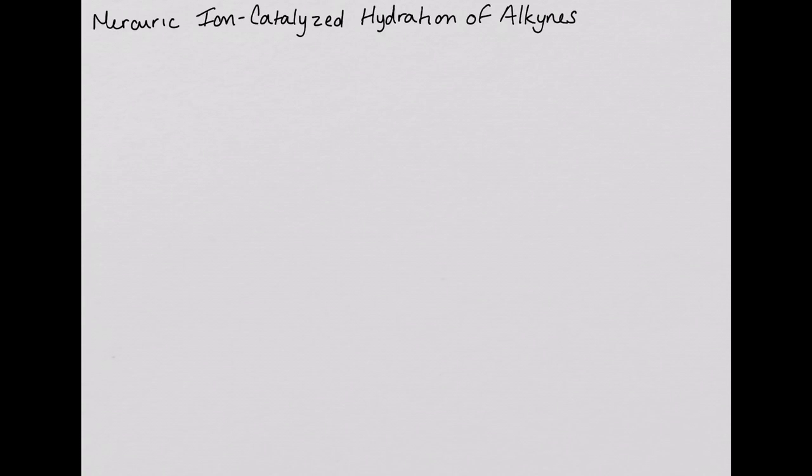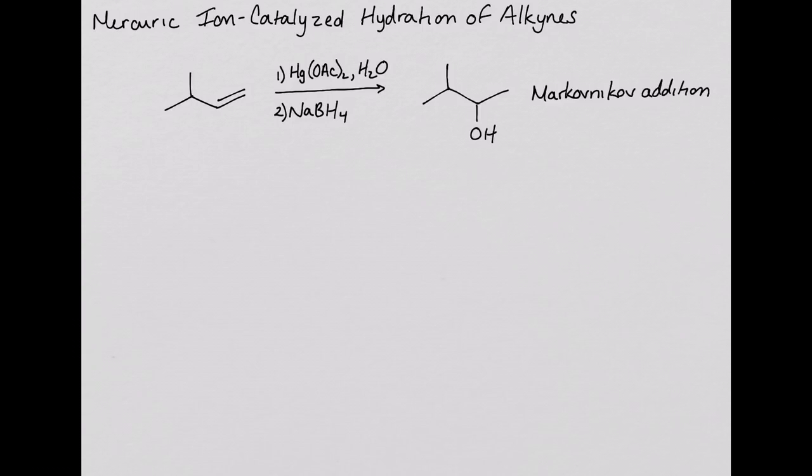This video will cover the mercuric ion-catalyzed hydration of alkynes. Just like other additions to alkynes, the mechanism of this process will be similar to the mechanism for the addition of water to alkenes using a mercury catalyst. Remember that with the alkene process, the first step was the addition of the mercury catalyst to form the mercuric intermediate, followed by reduction with sodium borohydride to produce the Markovnikov product.